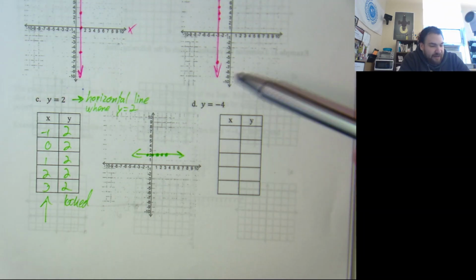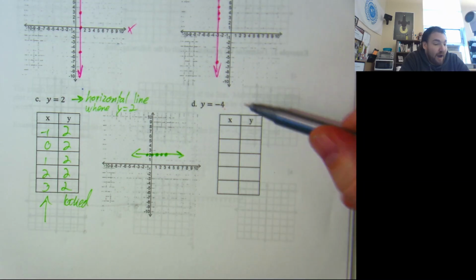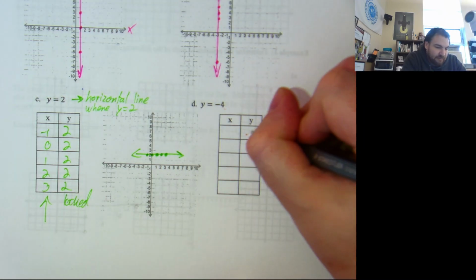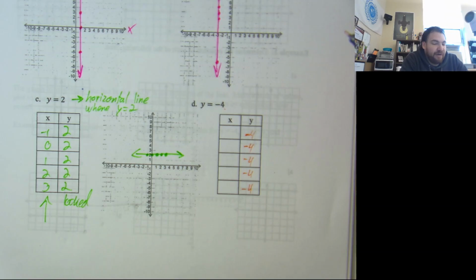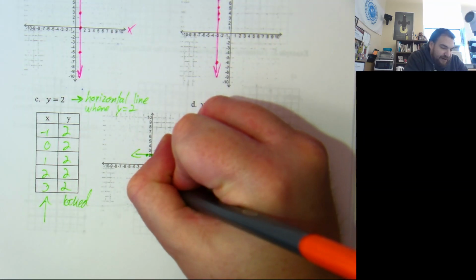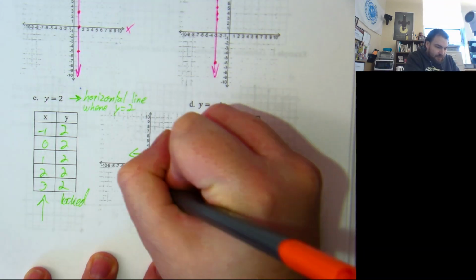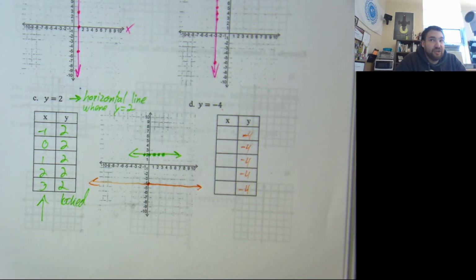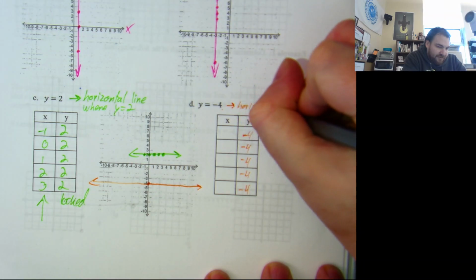So then what's this one going to look like? I'm not even sure. I need to plug in the points for this guy. Y is locked in at -4. -4, -4, -4, -4. And it does not matter what X is. So what's this line going to look like? Well, let's go down to where Y equals -4. And if X is allowed to be anything, it's going to grow out from the Y-axis in another direction. Again, a horizontal line.